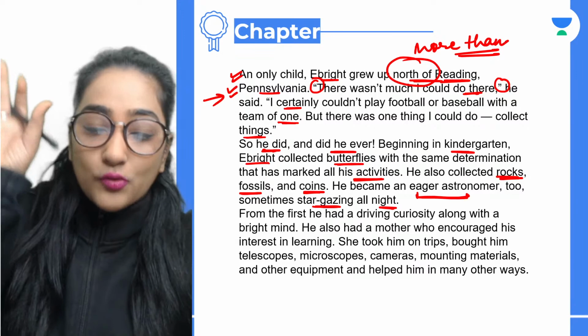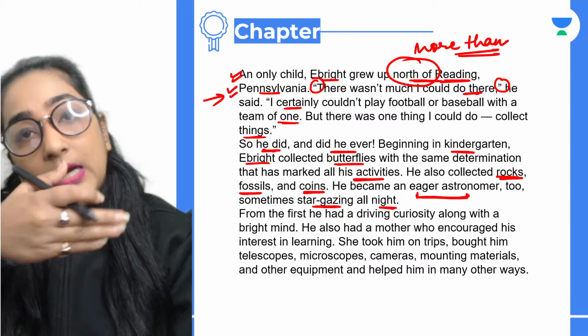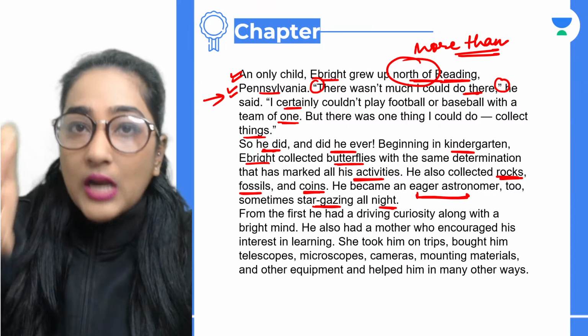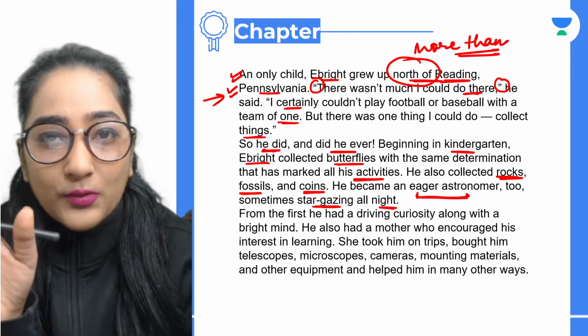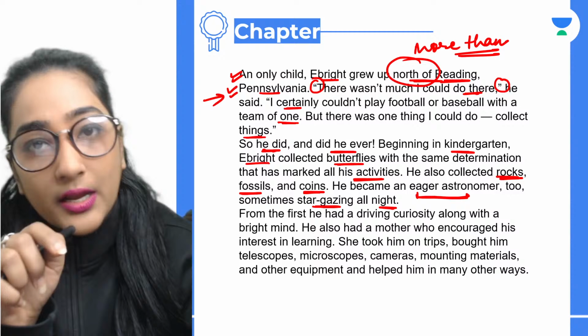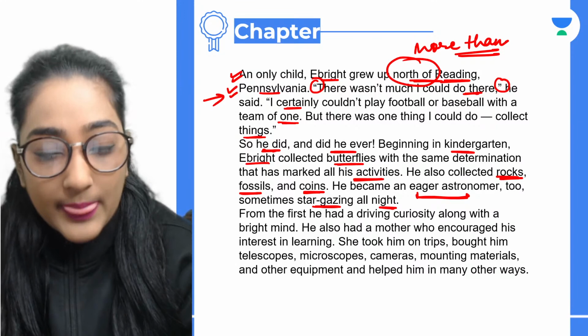All right, did he ever, Shrey? I told you that he continued doing that. So did he ever? That means he started collecting butterflies. He had nothing else to do. Okay, he can't play baseball, can't play football, but he could collect things. So he did, he collected. And did he ever means he kept going, he just kept collecting things. That is what he used to do. Hobby of collecting butterflies. That's right.